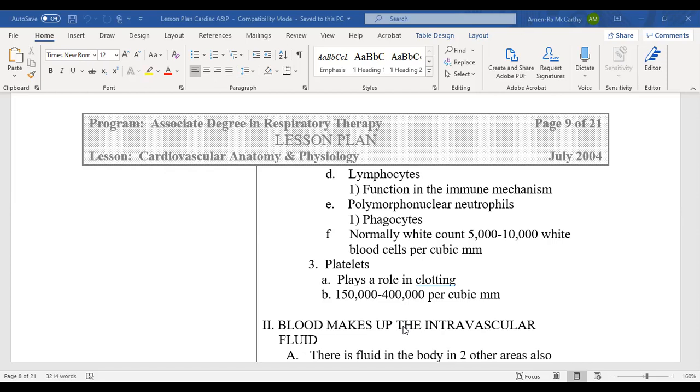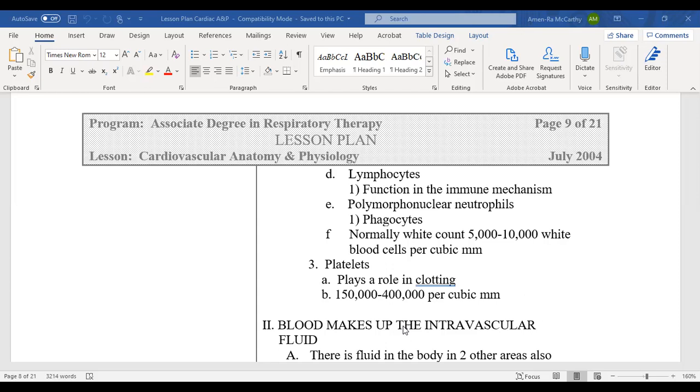The lymph nodes can be found in the groin area, in your neck, under your armpits, right? Those are all areas where the lymphocytes can build up. They function in the immune mechanism. Then you have the polymorphonuclear neutrophils, or just neutrophils, okay?